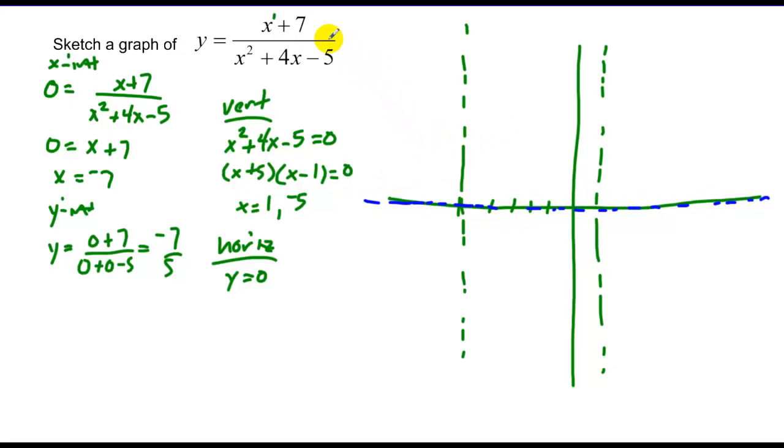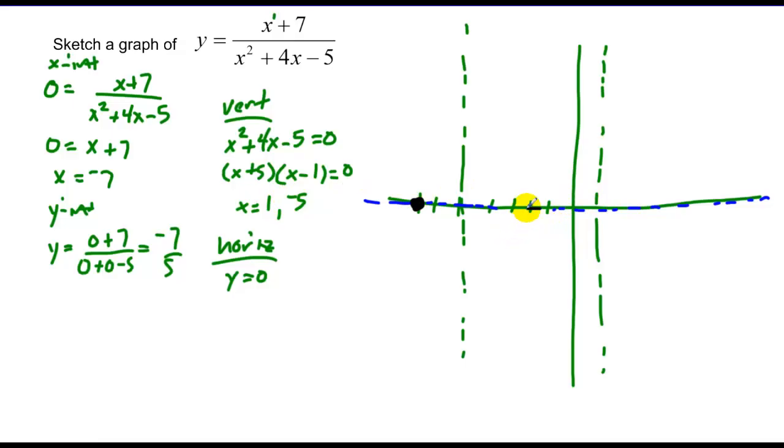And again, we found that there's an x-intercept at negative 7. So here's negative 7, and we'll plot a point right here. Now, you're probably asking, well, hey, why is this crossing this asymptote? Remember again that the horizontal asymptote only describes end behavior, and negative 7 is nothing compared to negative infinity.